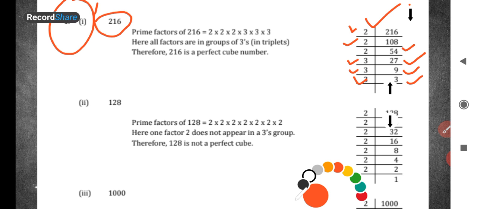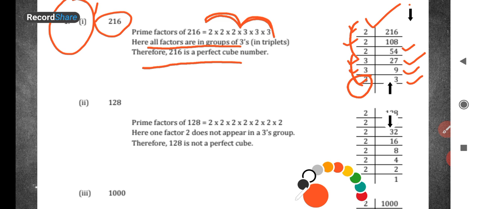So you can see here how many 3s we got? We got three 3s and three 2s, isn't it? Here all factors are in groups of 3, means in triplets. That is why it is called triplets. Therefore 216 is a perfect cube. Suppose there were only two 3s and the third was not there. If we cannot make them a triplet, then that number will not be a perfect cube.